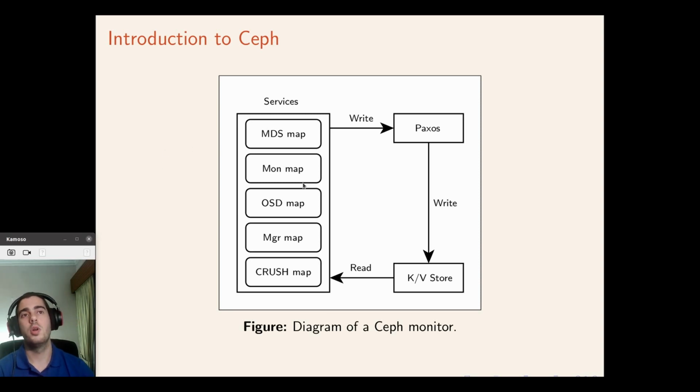For example, the monitor map will have information about which monitors are up and which monitors are down. These maps are important because Ceph uses an algorithm that is called CRUSH, and this CRUSH algorithm uses these maps to locate where the files are in the cluster.